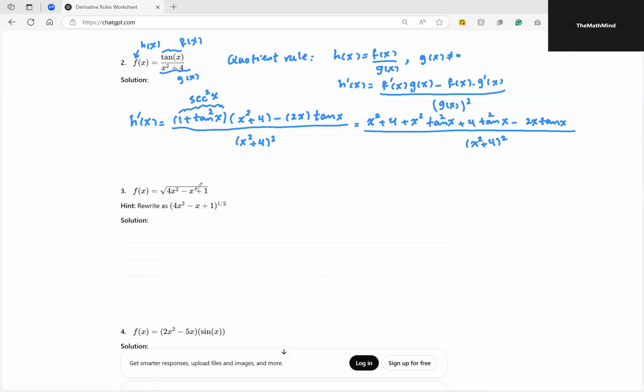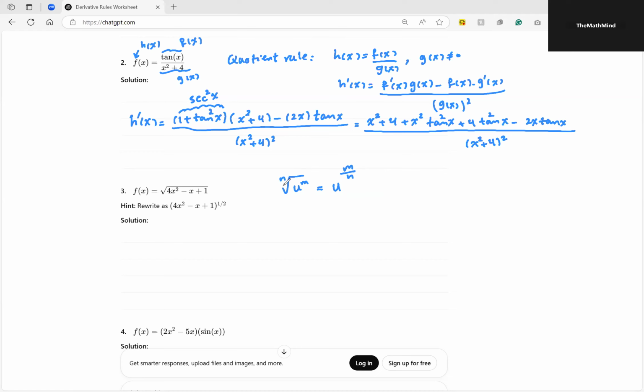Question number 3 is the square root. And you see the hint here. We can convert the radical to a rational exponent. We're using this formula. For example, when you have the nth root of u to the power m, you can write this as u to the power of m over n. So the exponent goes to the numerator and the root goes to the denominator.